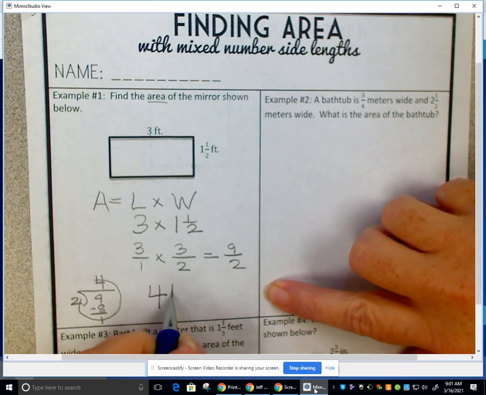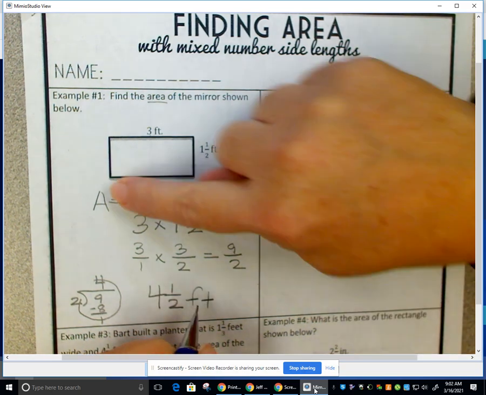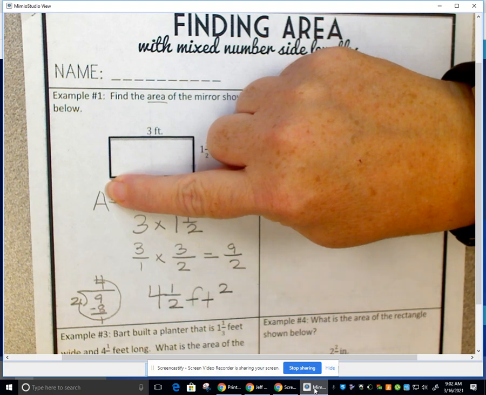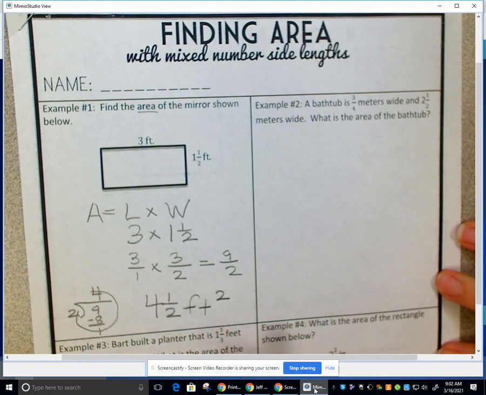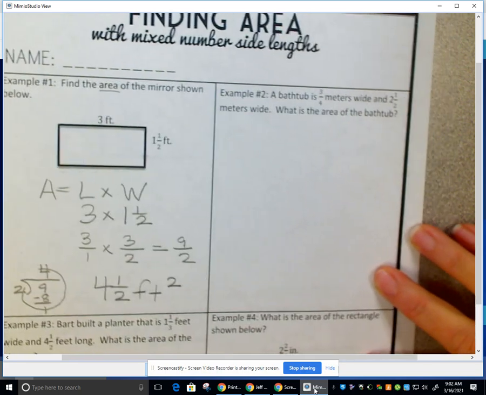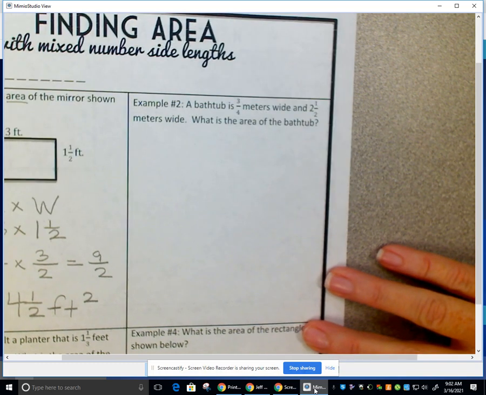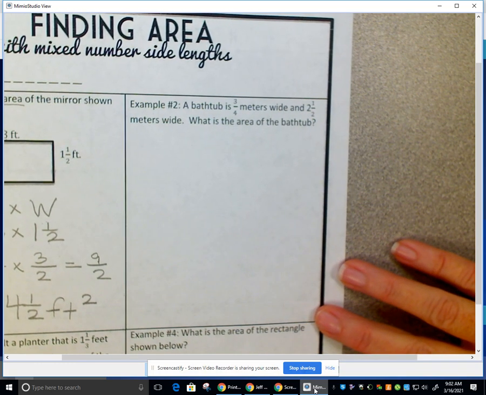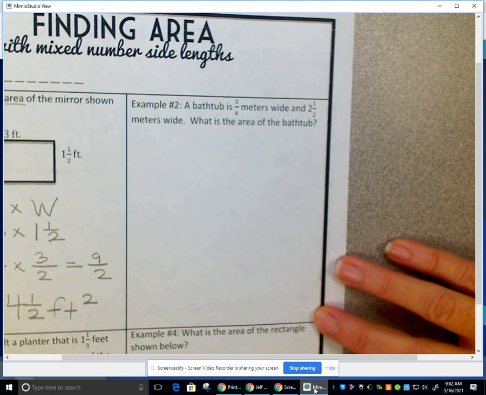4 and a half is my answer. And the unit they use is feet. And with area, I have to always put the little 2 there for square feet. 4.5 square feet. Okay? Coming over to example 2. After you're getting the hang of this, I would suggest that you pause the video, work the problem, and then you could fast forward to my answer and see if you get the same answer.